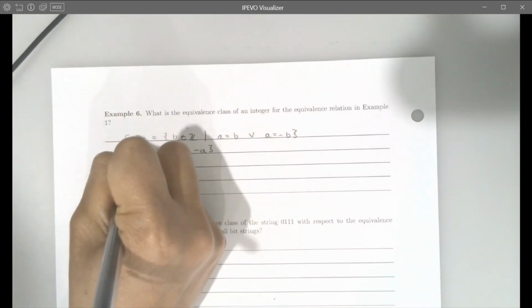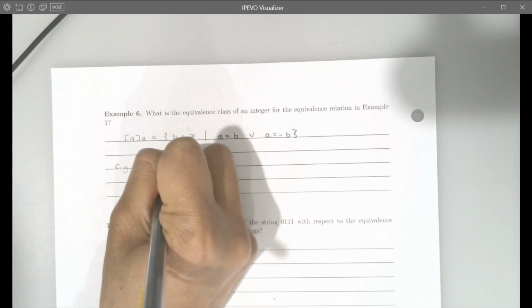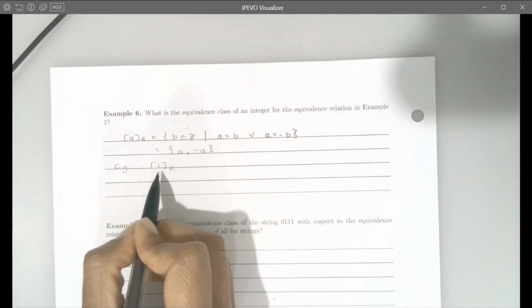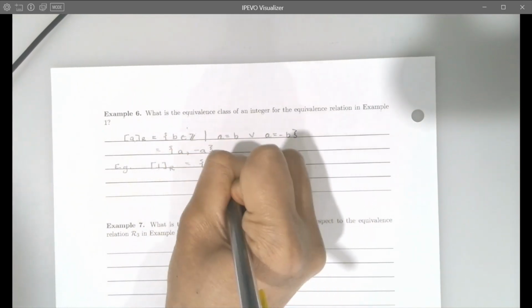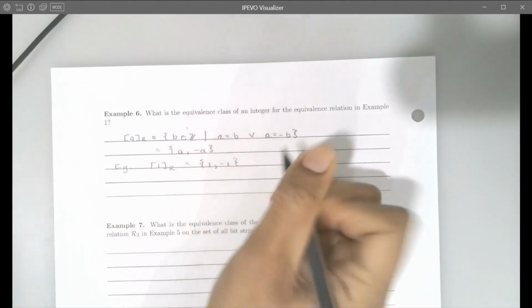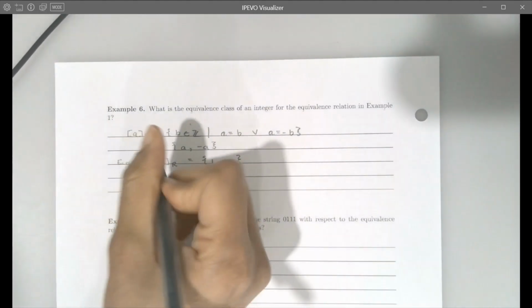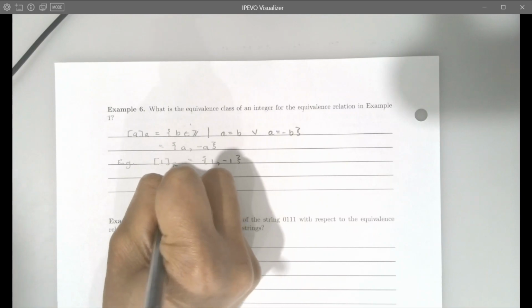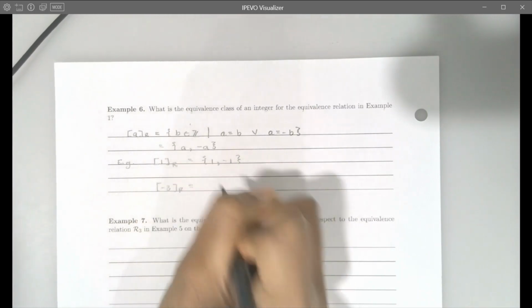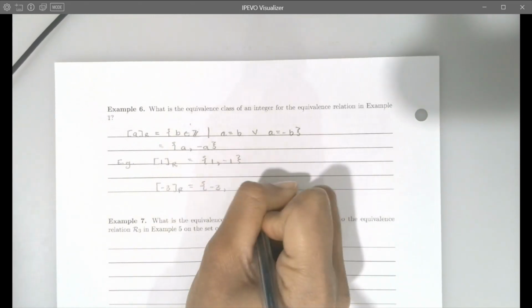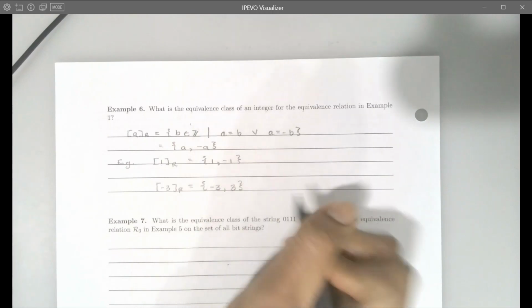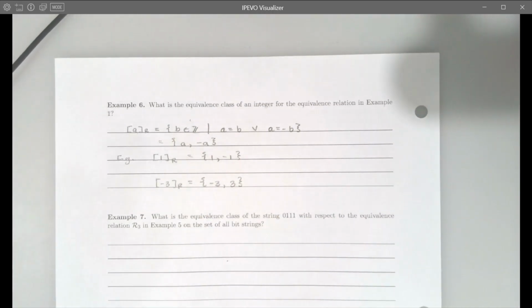So for instance, if we have the equivalence class of 1 with respect to R, 1 would only be able to be paired with itself, which is 1, or with negative itself, which is negative 1. If we think about the equivalence class of negative 3 with respect to that relation, negative 3 can only be paired with negative 3, which is itself, or with the negative of that, which would be positive 3. So the equivalence classes will contain only two elements, the element itself and its negative.